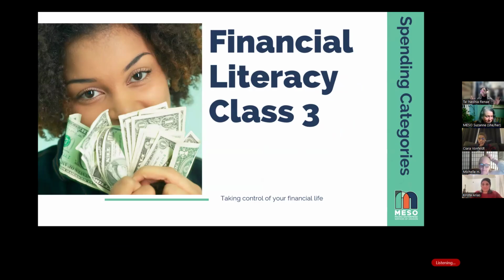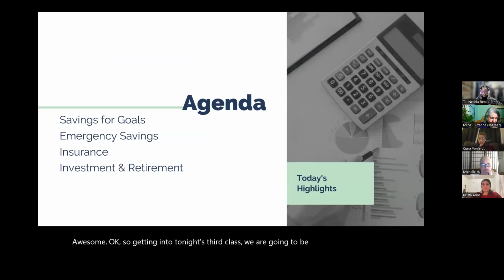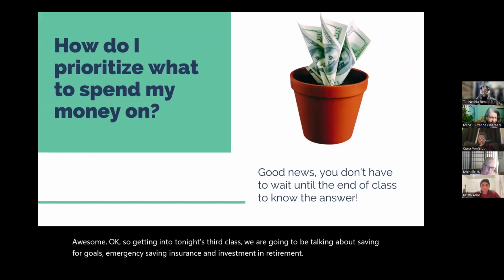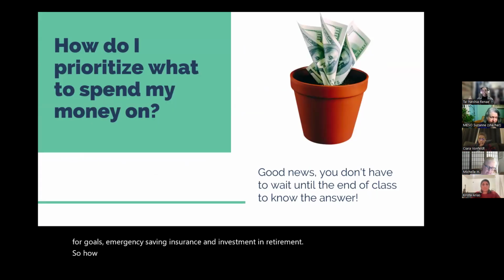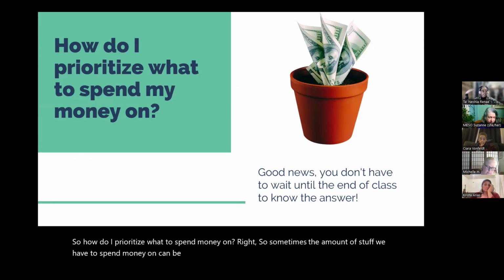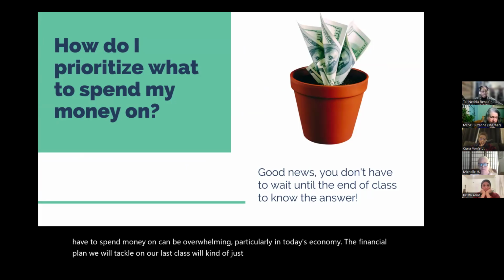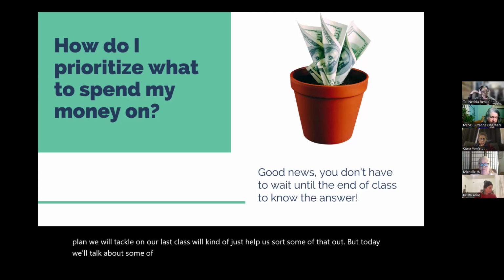Awesome. Okay, so getting into tonight's third class, we are going to be talking about saving for goals, emergency saving, insurance, and investment in retirement. So, how do I prioritize what to spend money on? Sometimes the amount of stuff we have to spend money on can be overwhelming, particularly in today's economy. The financial plan we will tackle in our last class will help us sort some of that out. But today, we'll talk about some of the important categories which all money smart people invest in.